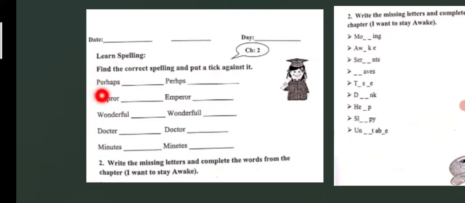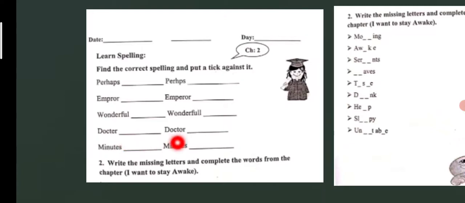अभी आपको कुछ different words दिए हैं, उन्होंने कहा है इन दोनों में से जो word ठीक है उसके आगे आपने tick लगाना है. So what are the correct spellings of perhaps? Yes, this is the correct spelling. Next is emperor. We have already done this in the course book, so this is the correct one of emperor. Then wonderful, the first one is the correct one. Next, doctor. I am really sure that you all know the spellings of doctor. Yes, this is the correct spelling. Next is minute. So what are the correct spellings of minute?